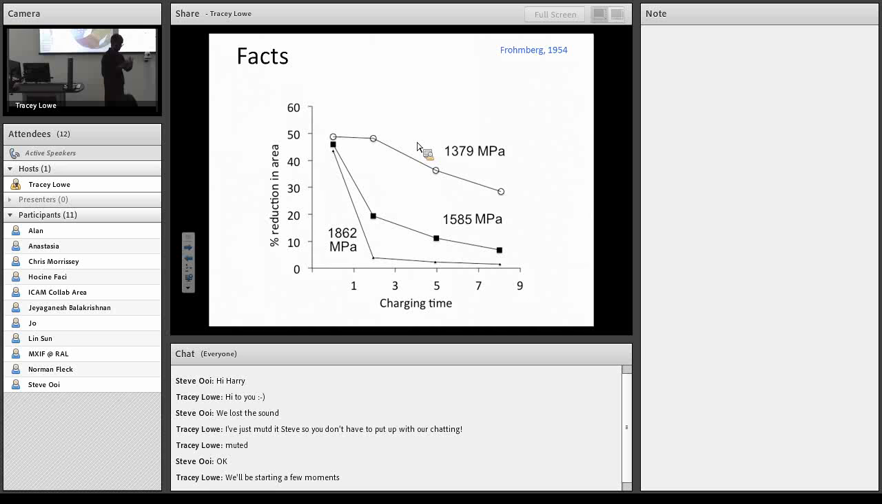Okay, now you can think of many, many ideas, none of which seem to be proven, of why this should happen. But the fact is that when you make a stronger steel, the problems with hydrogen become more severe. And it isn't to do with the fact that they may have a lower ductility.